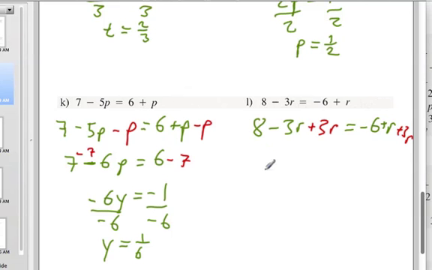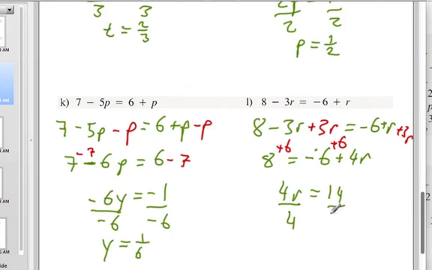So over here, this is going to end up being 8 is equal to negative 6 plus r plus 3r, which is negative 6 plus 4r. We'll add 6 to both sides, and you get 4r, because negative 6 plus 6 is 0, plus 4r is 4r, is equal to 14. We divide both sides by 4, and you should express your answer in the simplest form possible, which is 7 over 2.